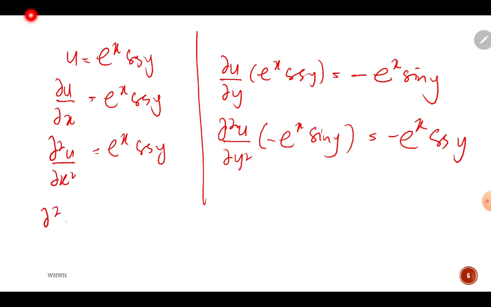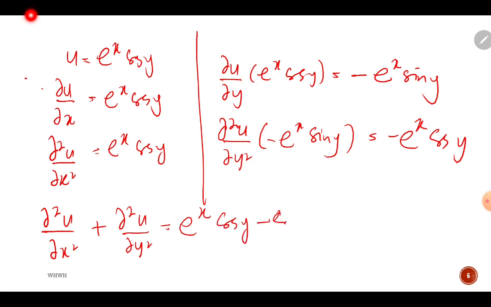So dari sini del square u over del x square plus del square u over del y square equals e to the power of x cos y minus e to the power of x cos y juga. So it's going to be equal to 0. Right?